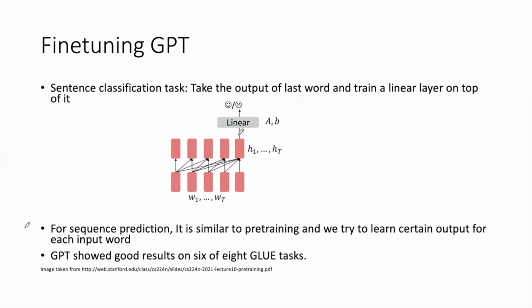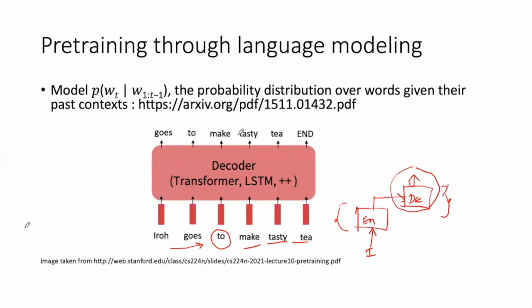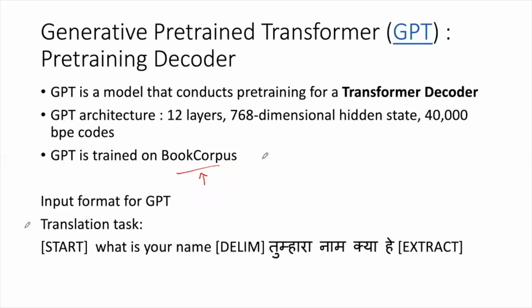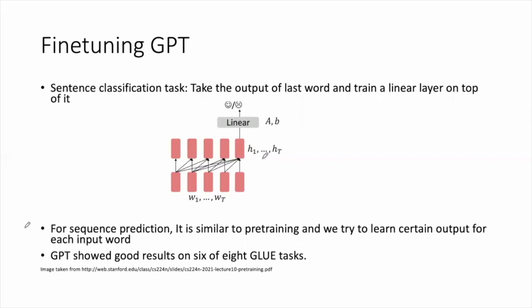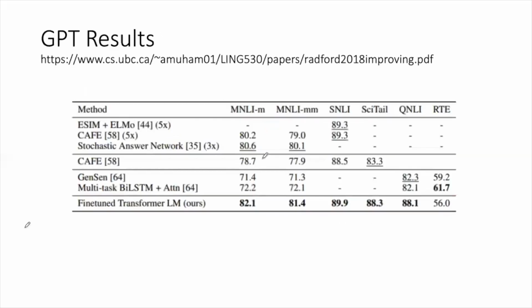If you want to use the pre-trained GPT for sequence prediction itself, then that will be similar to what we have done in the pre-training itself. In pre-training also, we have an input sentence and we try to predict an output sentence. Similarly, when you are doing the fine-tuning on a sequence prediction task, it will be a similar procedure. With the help of this fine-tuning on GPT models, good results were achieved on 6 out of 8 tasks. These are the results for the pre-trained GPT model.